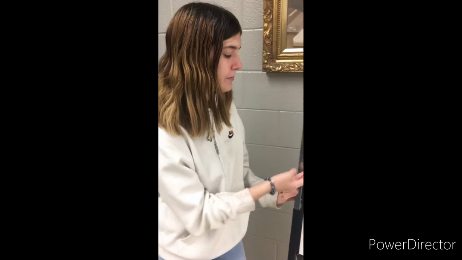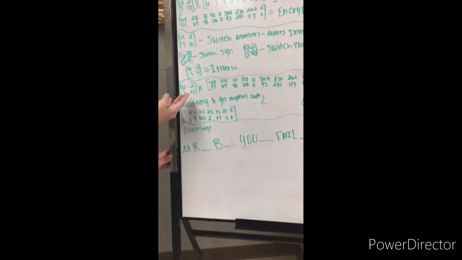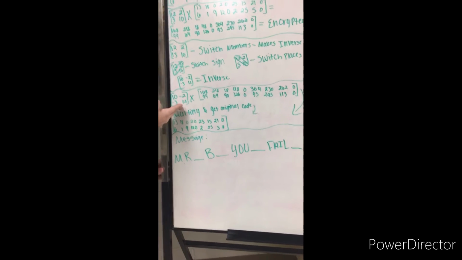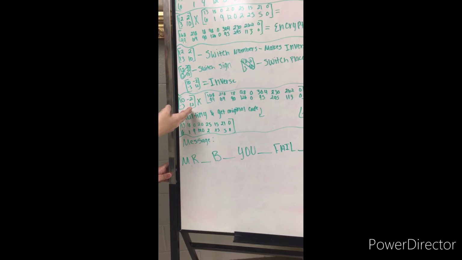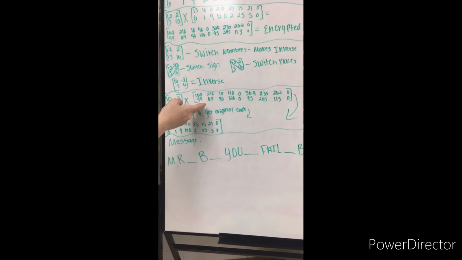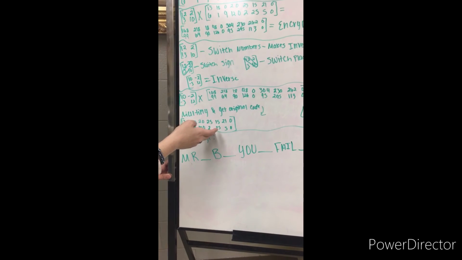Hello, my name is Nakell McCormick, and I'm going to show you how to get back to our original code. So my friend Landon already showed you how to get the inverse of the code. So we're going to multiply the inverse by the encrypted messages to get our decrypted messages, which we explained in the first part.